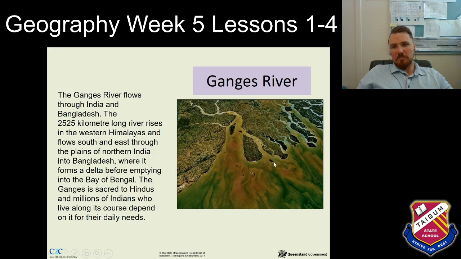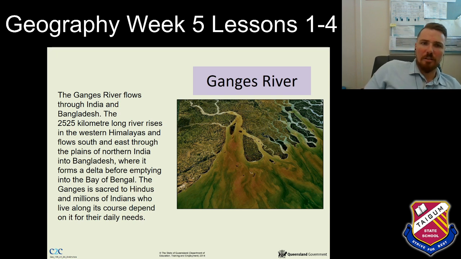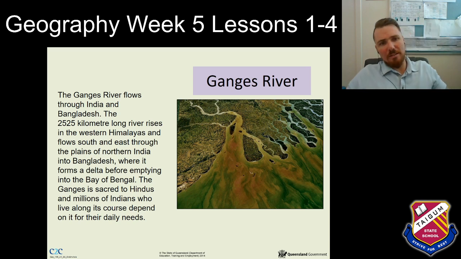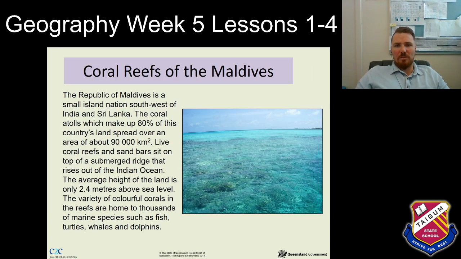The Ganges River. The Ganges River flows through India and Bangladesh. The 2,525-kilometre long river rises in the western Himalayas and flows south and east through the plains of northern India into Bangladesh, where it forms a delta before emptying into the Bay of Bengal. The Ganges is sacred to the Hindus, and millions of Indians who live along its course depend on it for their daily needs. Water, washing, all that sort of stuff. Food as well.